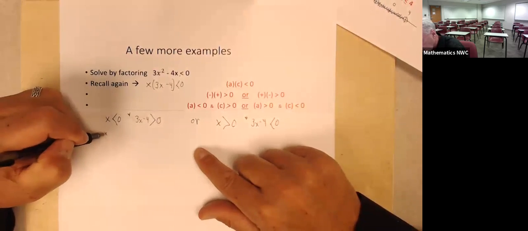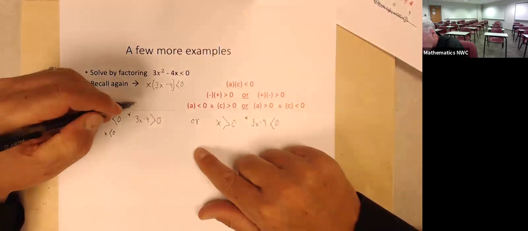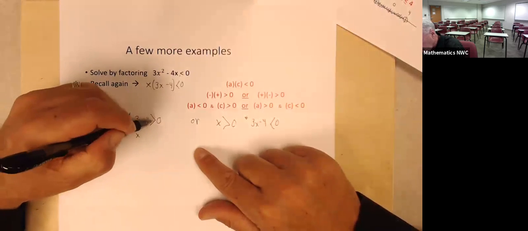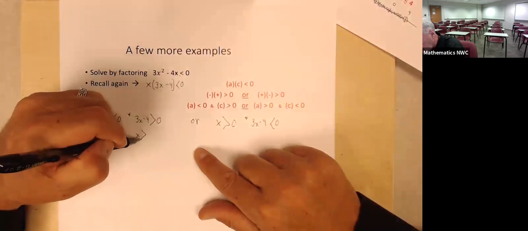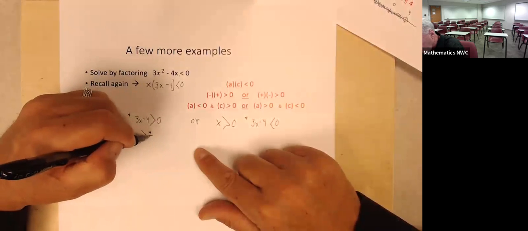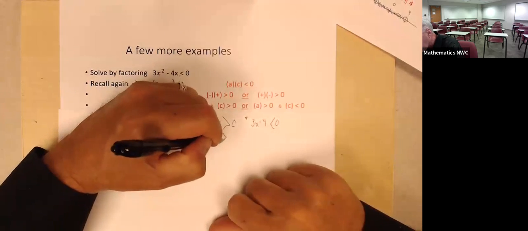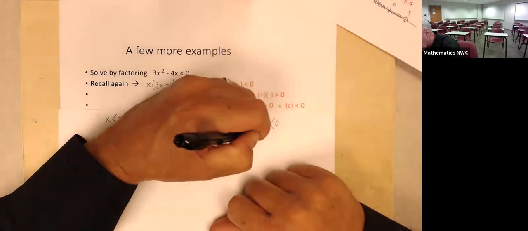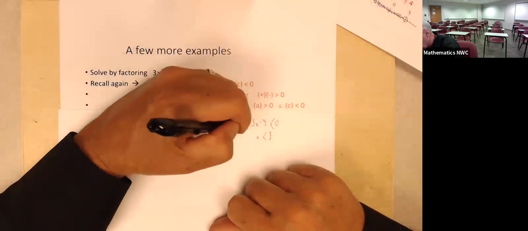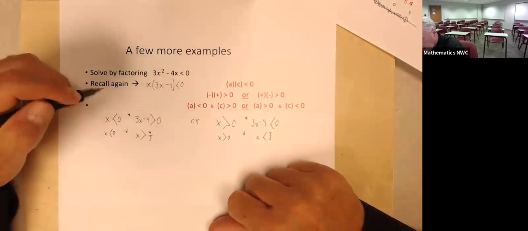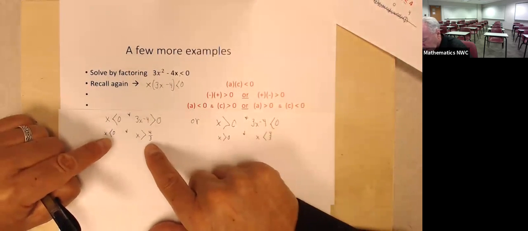This one's already solved for x. This one, I bring the 4 across, divide by 3, and I would end up with 4/3. Here, x is greater than 0, already solved for x. Here, x would be less than 4/3. Okay? I want the points that are in both.